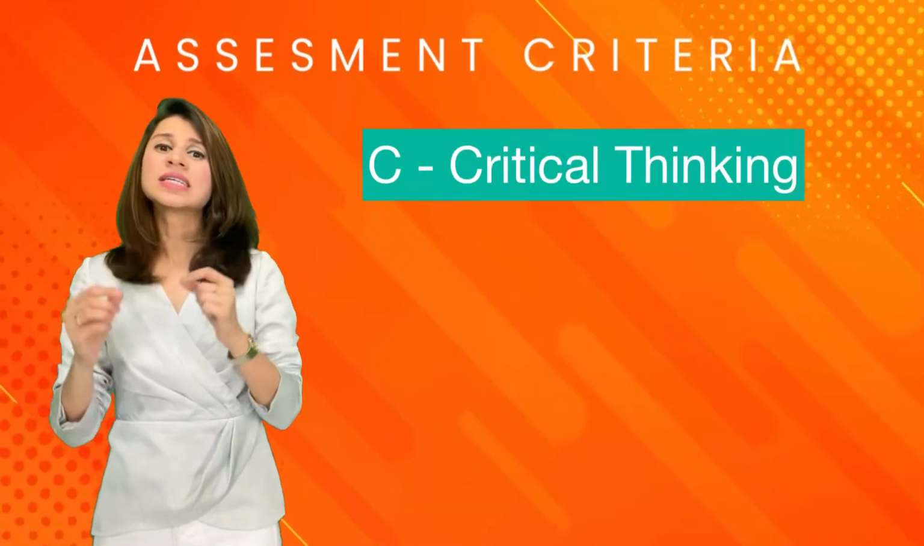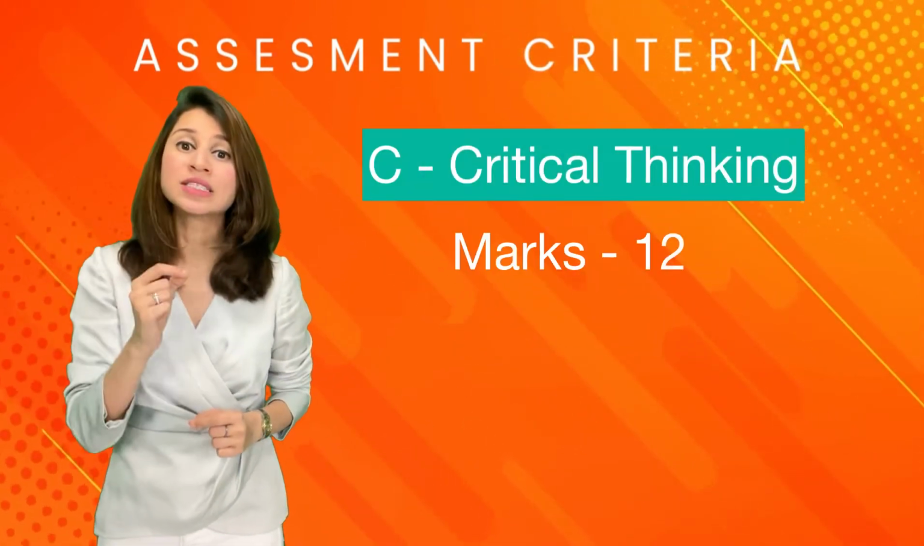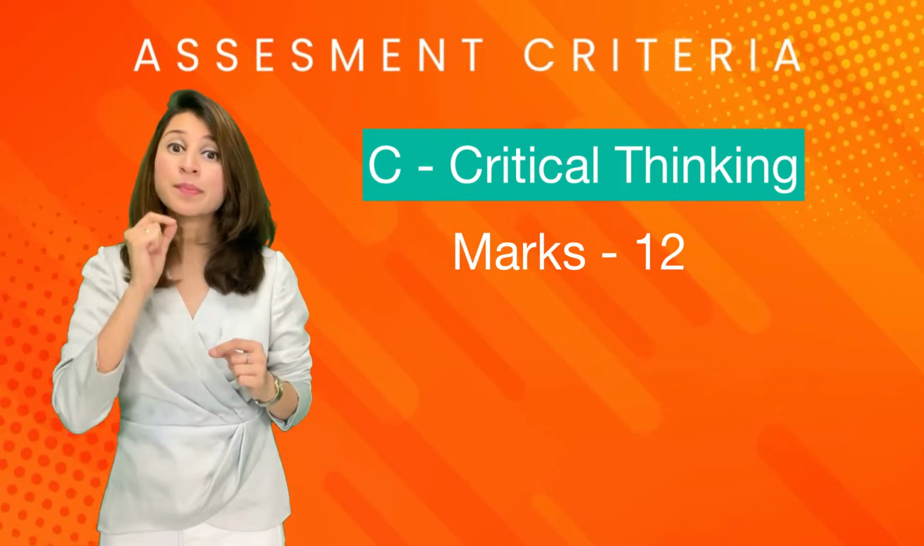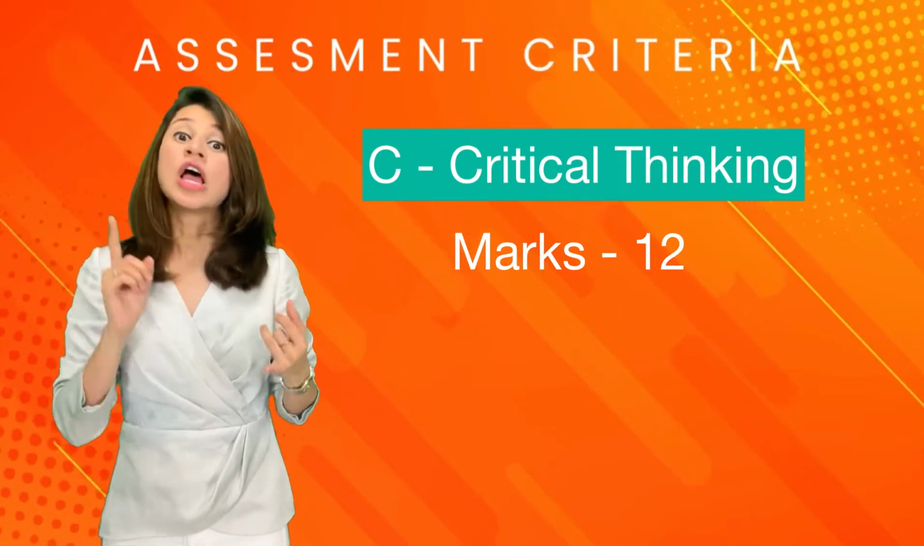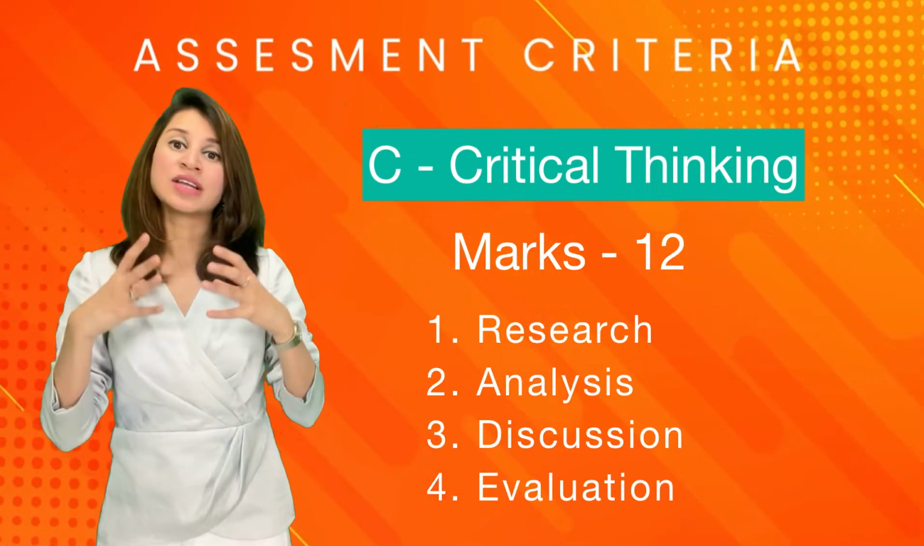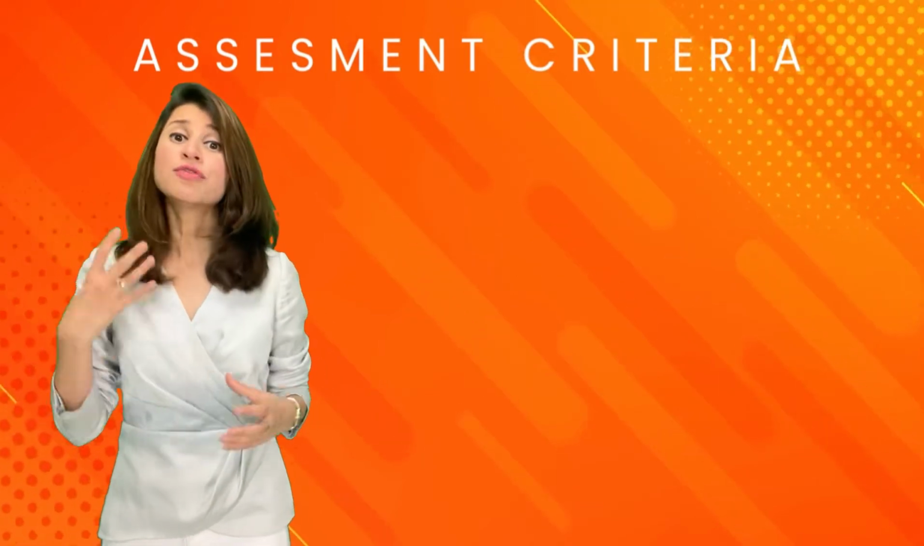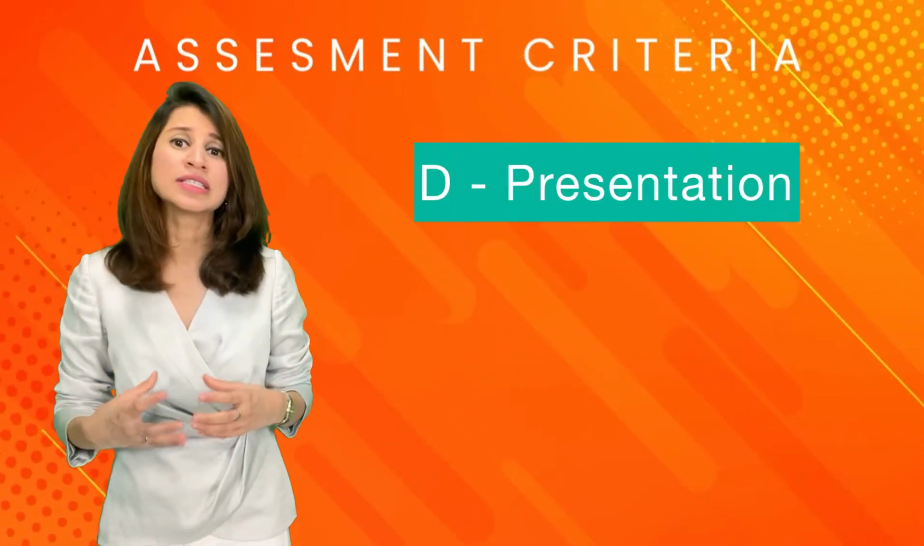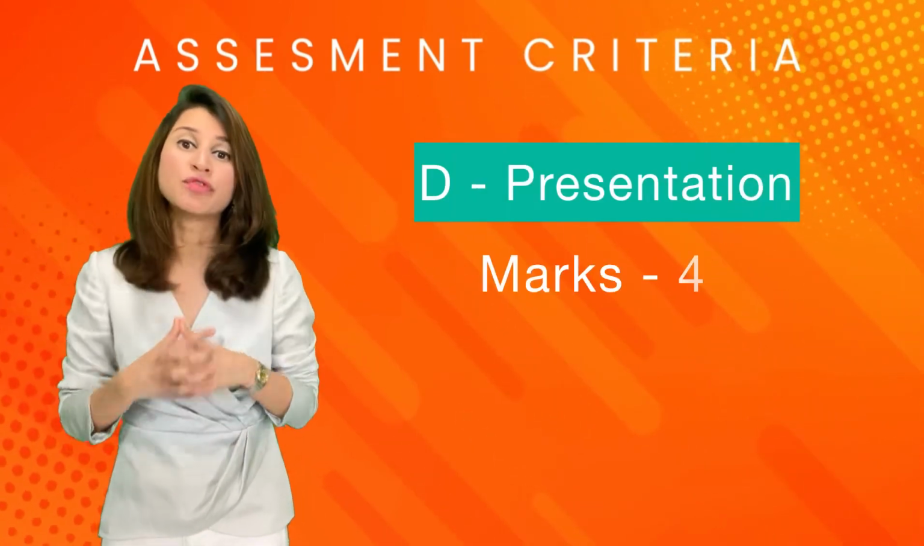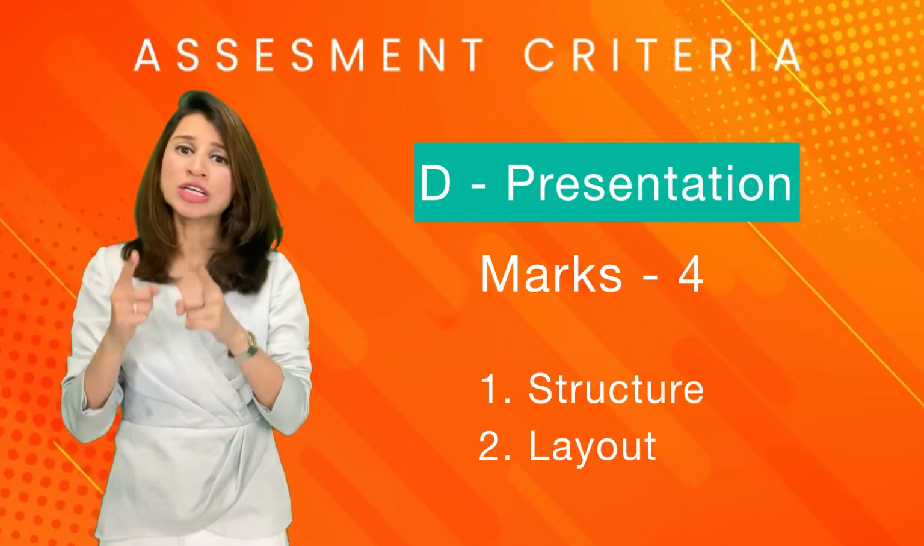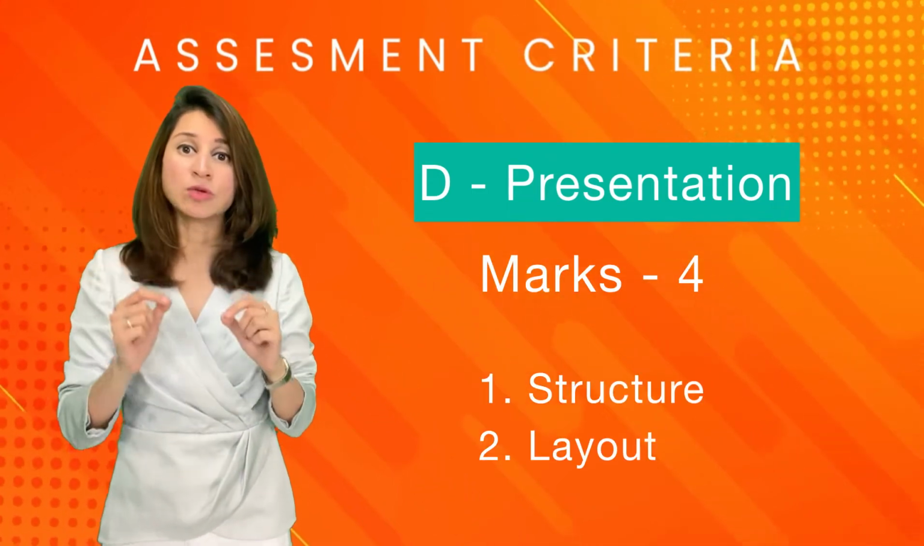The third is critical thinking, which comprises of a maximum of 12 marks and comprises the body of your essay and includes your research analysis, discussion and evaluation. The fourth point is the easiest to score. It is presentation and comprises of only 4 marks. So make sure you structure your essay well, your layout is perfect.